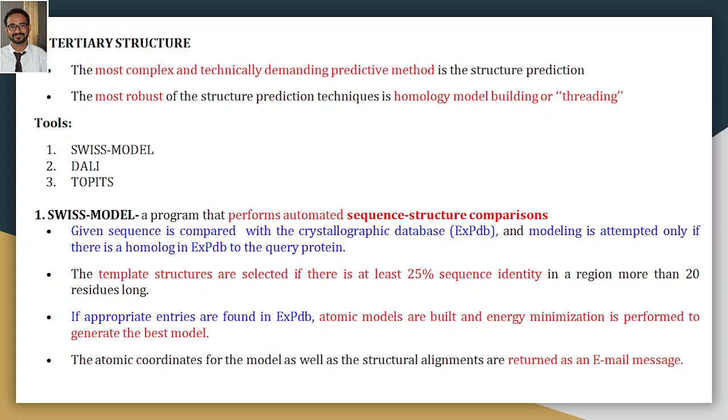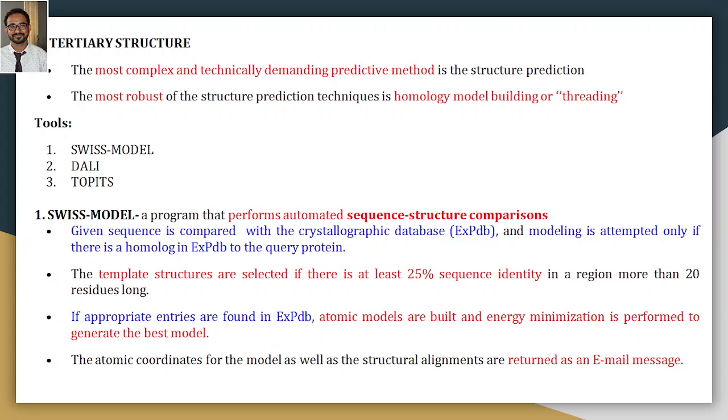Swiss model is a program that represents automated sequence-structure comparisons. So the given sequence is compared with the crystallographic databases, that is the PDB. Modeling is attempted only if there is a homologue in the PDB to the query sequence. I upload a query sequence, it will compare with the crystallographic database, and if at all there is a match, only then will it go for the structural prediction. Next, template structures are selected if there is at least 25% identity in a region of more than 20 residues. So it has to be more than 25% similarity.